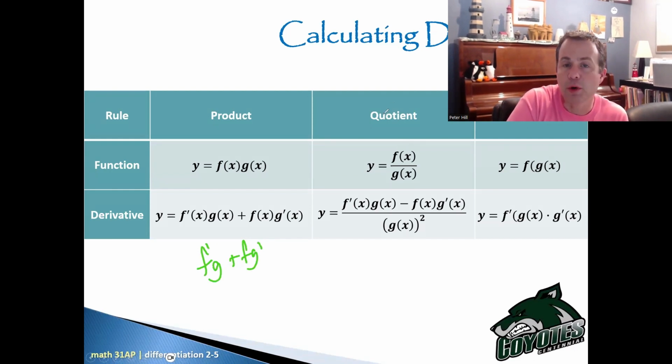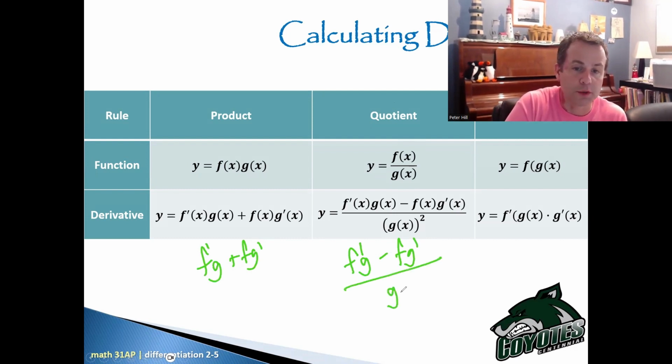Okay, if I have the quotient, so I've got a function divided by a function, that ends up again being fg. Now it's minus fg with the derivatives on the outside. And then we just have to remember that we're going to divide that by g squared. That's how to take the derivative for the quotient.